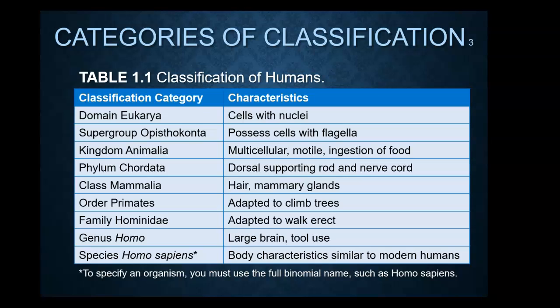So here's an example of the classification of humans. The domain, Eukarya, cells with nuclei; supergroup, Opisthokonta, possess cells with a flagella; kingdom, Animalia, multicellular, motile, ingestion of food; phylum, Chordata; class, Mammalia; order, Primates; family, Hominidae; genus, Homo; species would be sapiens, and we are Homo sapiens. All right.